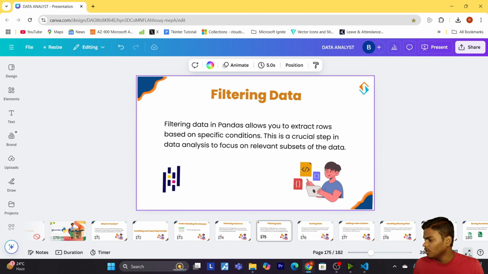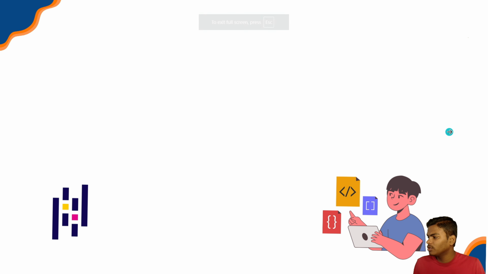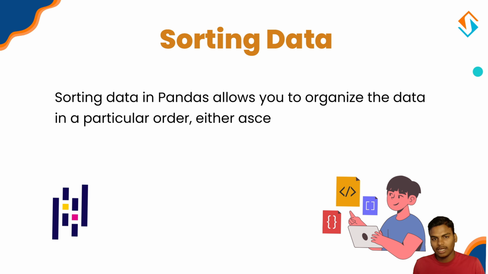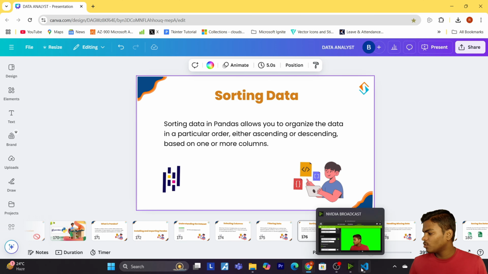Okay. So now let's come to the next part of our pandas, in which we are going to see sorting data. Sorting helps organize data in ascending or descending order. So let's sort the employees by their age in descending order. For this we have to go to our VS Code.